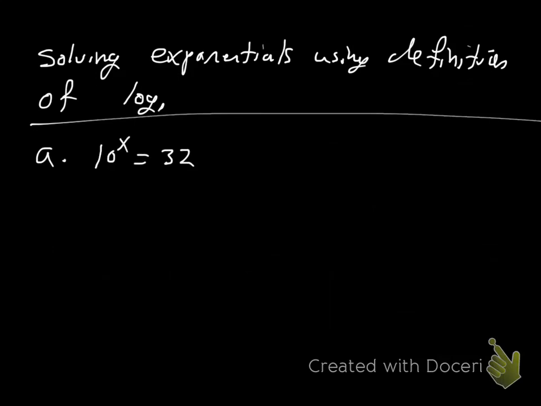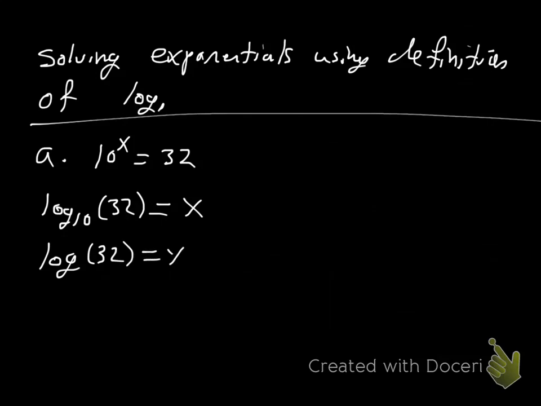So 10 to the x is equal to 32. So if we put that in logarithmic form, it's going to be log base 10 of 32 equals x. And remember, log base 10 is the same thing as just the log, that's common log. And I'm going to need my calculator, so I'm going to have to plug log of 32 into my calculator. And then I'm going to round it to 4 decimal places.